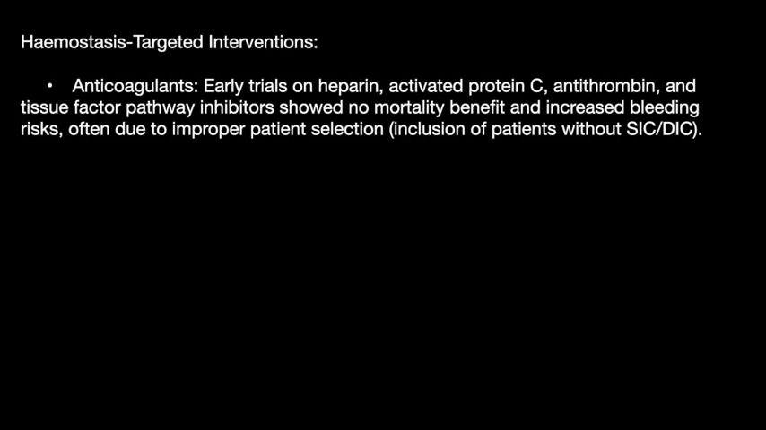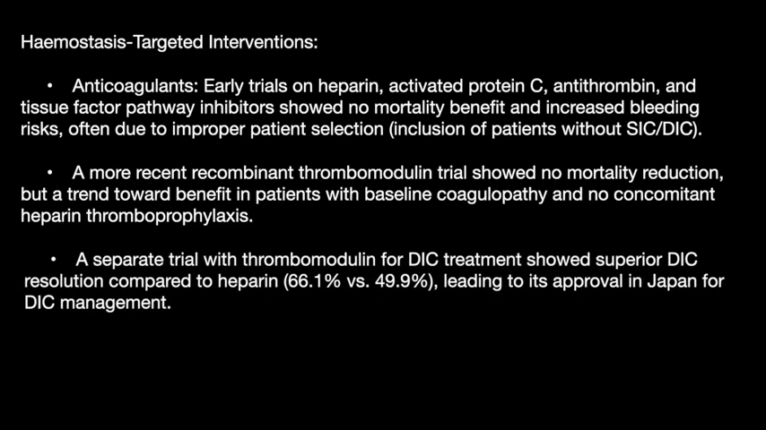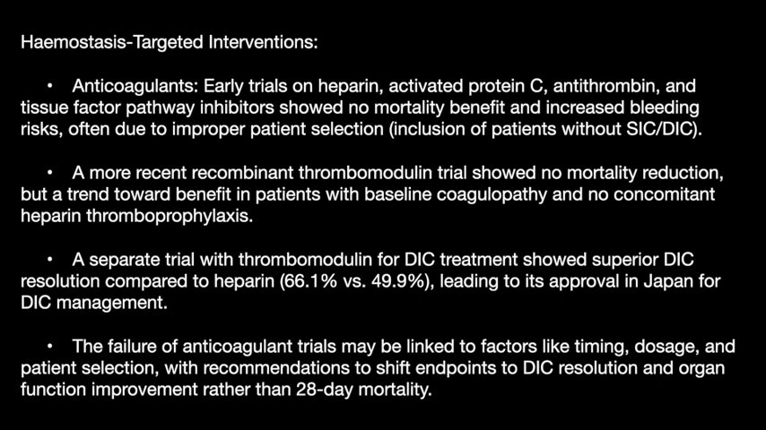Regarding the hemostasis system, anticoagulants have been used. Early trials with heparin, activated protein C, antithrombin, and tissue factor pathway inhibitors showed no mortality benefits. A more recent recombinant thrombomodulin trial showed no mortality reduction but a trend towards benefit in patients with baseline coagulopathy and no concomitant heparin thromboprophylaxis. A separate trial with thrombomodulin for DIC showed superior DIC resolution, 66% versus 50%, leading to approval in Japan for DIC management. The failure of anticoagulant trials may be linked to factors like timing, dosage, and patient selection, with recommendations to shift endpoints to DIC resolution and organ function improvement rather than targeting everything to a 28-day mortality.